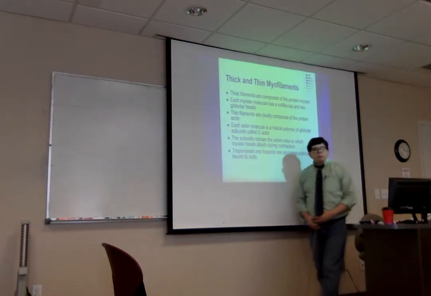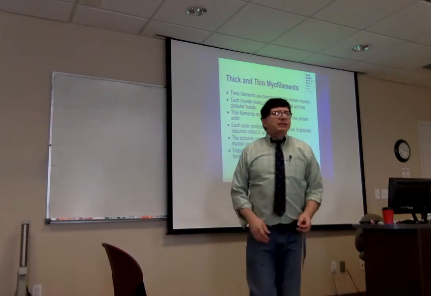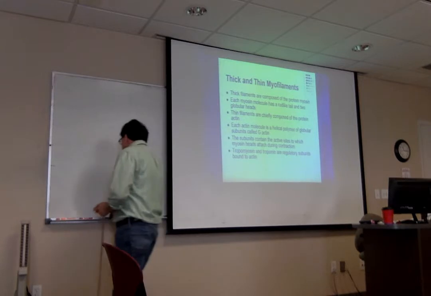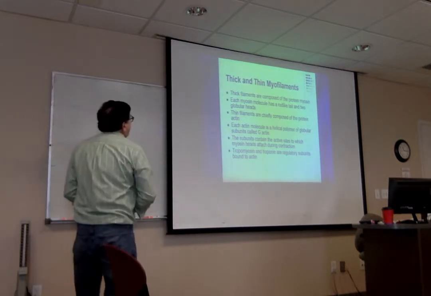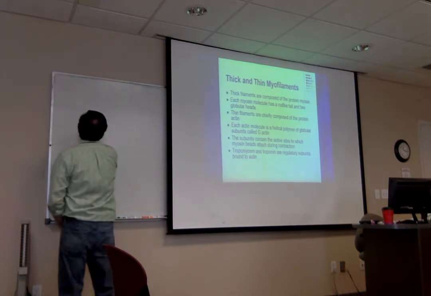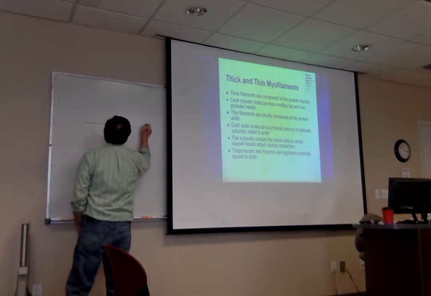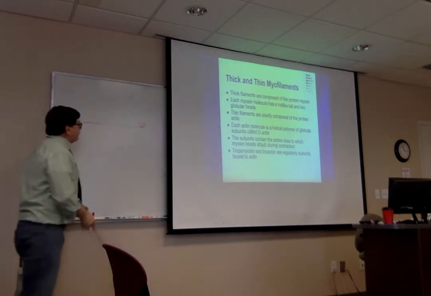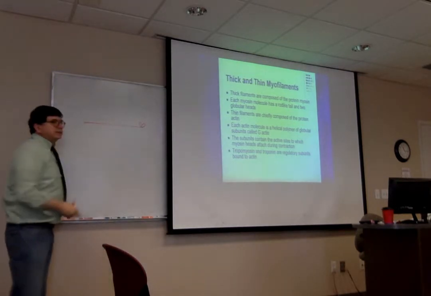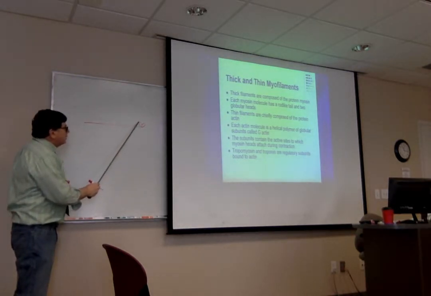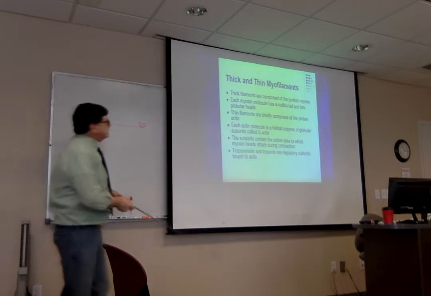So thick filaments are composed of the protein myosin. Each myosin molecule has a rod-like tail and two globular heads. So it's going to look like this, like a golf club that has two different heads. This is the rod-like tail of the myosin molecule. These are the two globular heads.